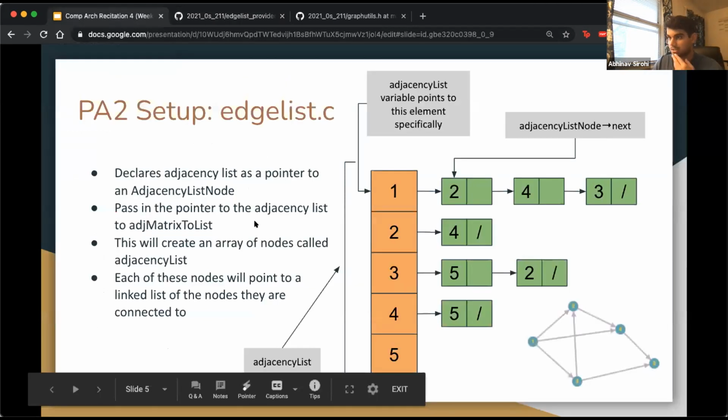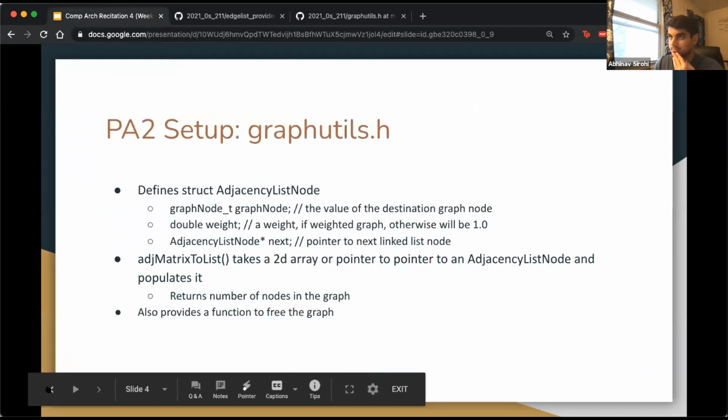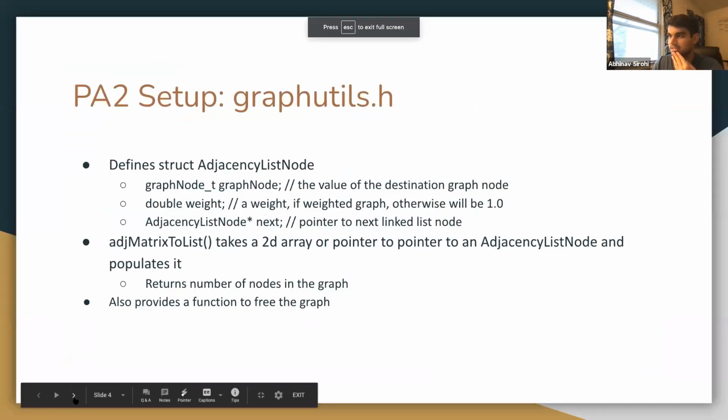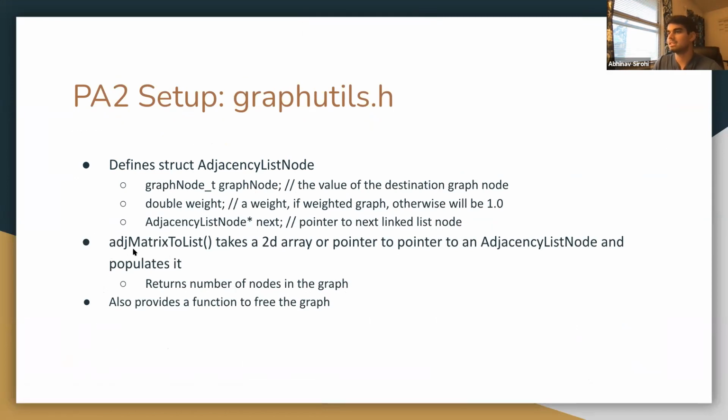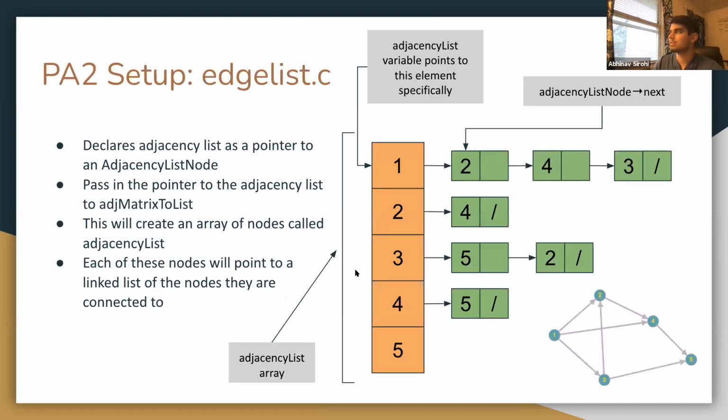It'll be much more clear once you guys actually get started. So you could come back and refer to this page here on the presentation, and it should help out. Once you call the adjacency matrix to list function, it will return the number of nodes in the graph too, so you could store that in another variable. That's basically it for what I'm covering right now for PA2, and you guys could refer back to this when you get started.